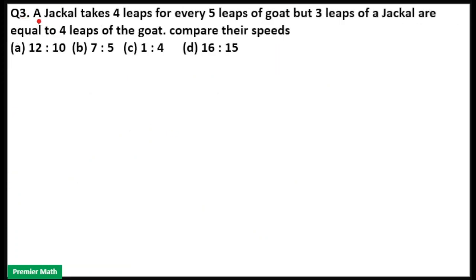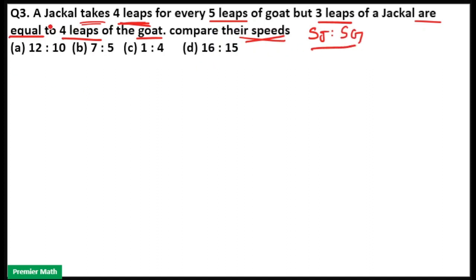Next is question number 3. A jackal takes 4 leaps for every 5 leaps of a goat. But 3 leaps of jackal are equal to 4 leaps of goat. Compare their speeds. Here we have to find out the ratio of their speed. That means speed of jackal is to speed of goat.